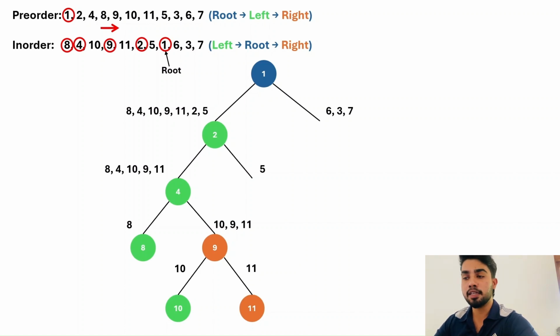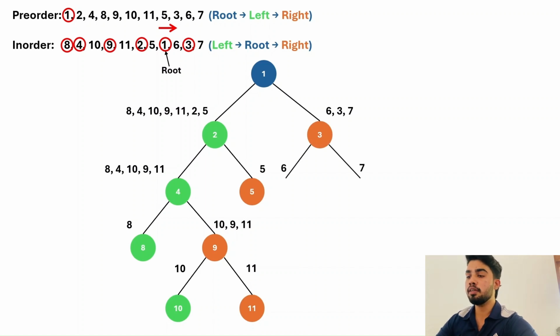Finally, I return to the node 2. The remaining node is 5, as you can see. So 5 becomes the right child of 2, and it is a leaf node. Now I am going to construct the right subtree using the traversals. The first pre-order element is 3, so 3 becomes the right child of root 1. Now I split the in-order at 3, so 6 becomes the left child of 3, and 7 becomes the right child of 3.